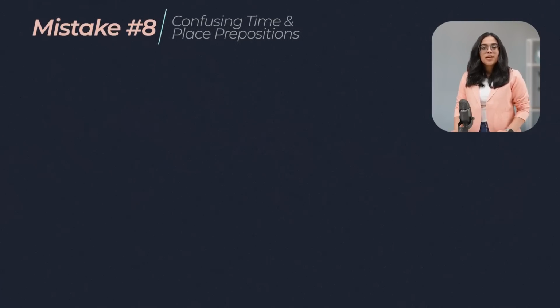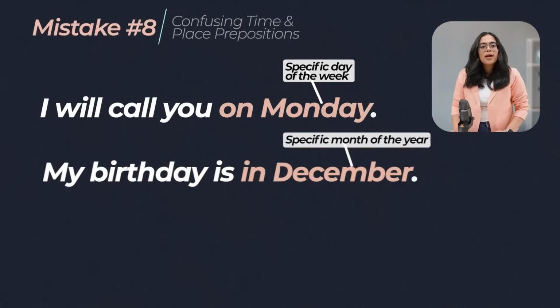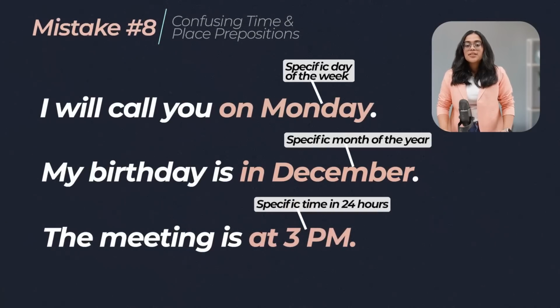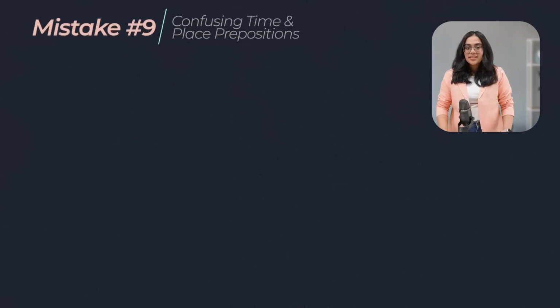For example, I will call you on Monday. It's a specific day. My birthday is in December. It's a specific month. The meeting is at 3 p.m. 3 p.m. is exact time. I hope you got the difference between on, in, and at. Never confuse them. Alright, we move to the next sentence.